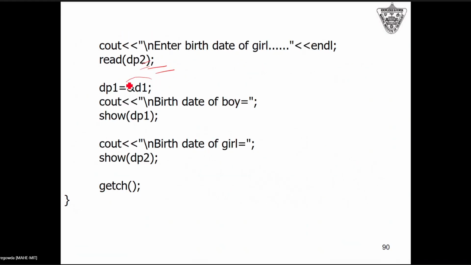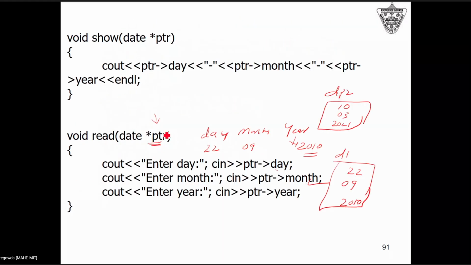DP1 is equal to address of D1. DP1 is the pointer, so you assign the structure address of D1 to DP1. Then you pass the pointer DP1 to the show function, where you display all the values. PTR pointing to day gives 22, and this is going to display 09, and PTR pointing to year is going to display 2010.